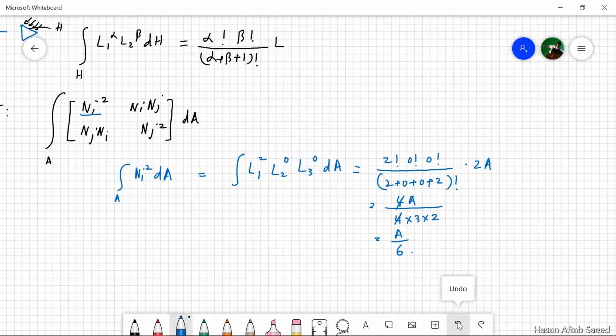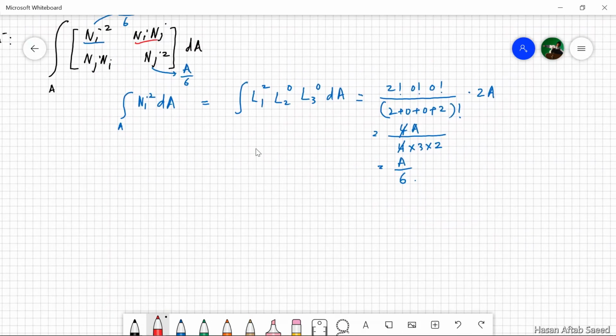Now, it should be apparent that if the integral of Ni square is A over 6, then the integral of Nj square should also be the same, because in that case L2 will have a power of 2 and L1 and L3 will have a power of 0. But on the right hand side this doesn't make any difference, so we'll again get the same. So we can say that for this we have A over 6, and for this also we have A over 6 as the answer. Now let's take up this Ni Nj integral, this one.